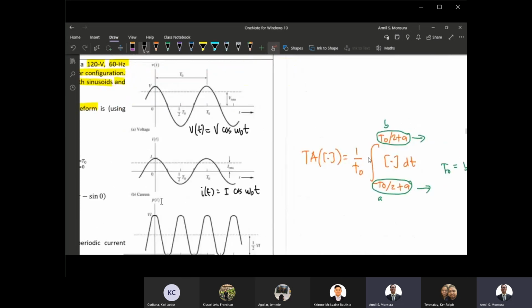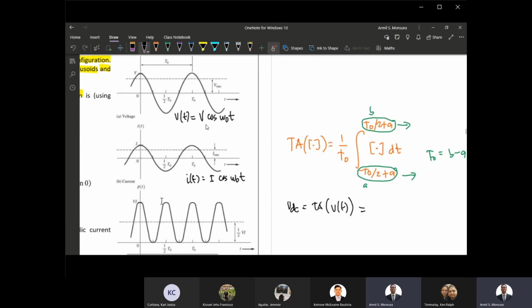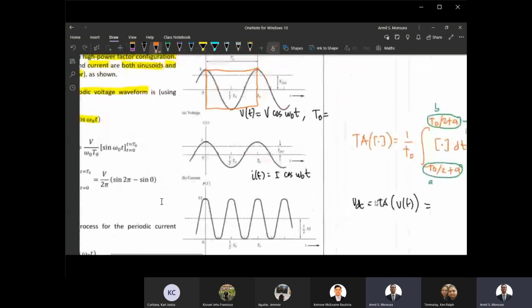Now, again, to find the DC value of the voltage waveform, we simply find the time average of the voltage waveform. Here, we find that the periodicity of this waveform is T0. Ito yung kanyang pinaka-periodic cycle, from here. So that is its periodic cycle, which means na ang ating periodicity is T0.